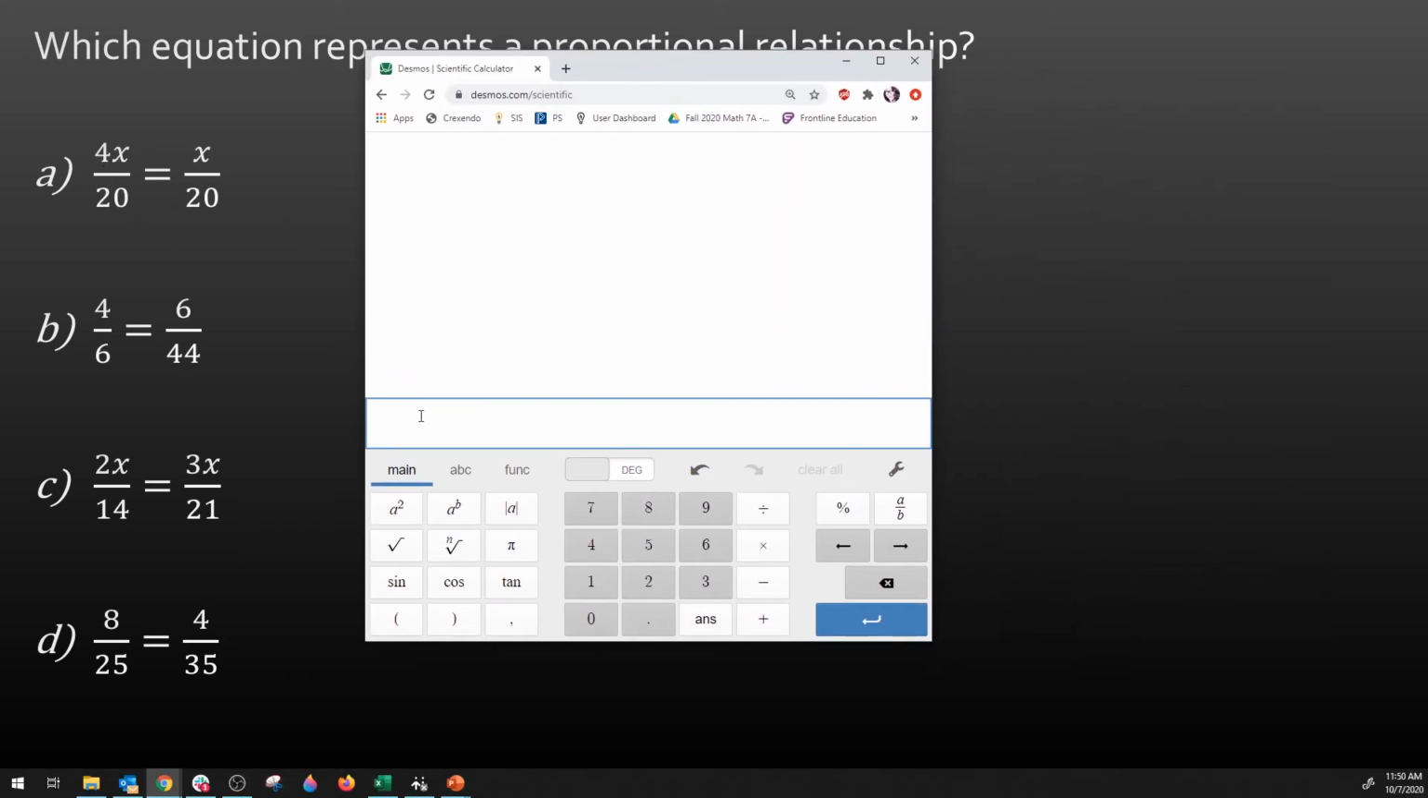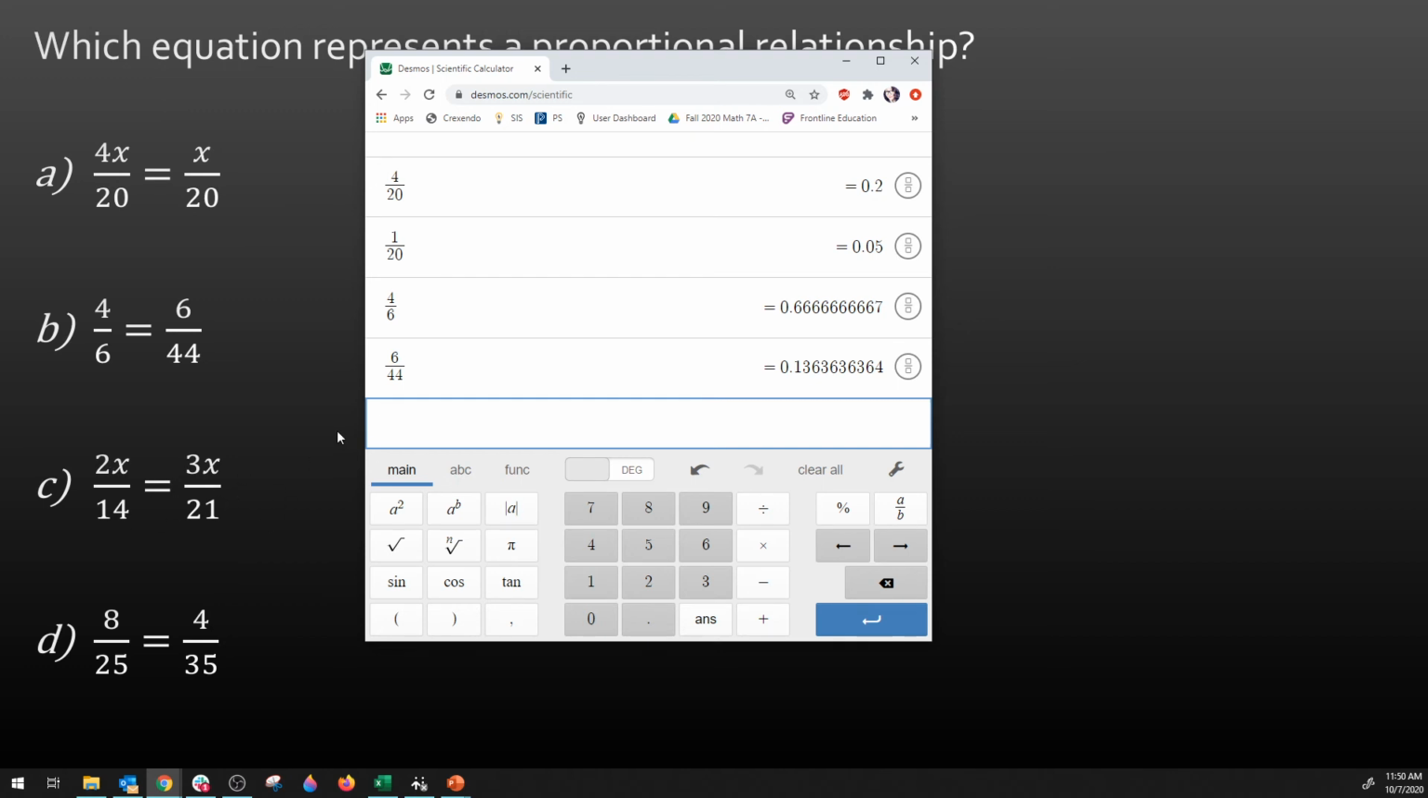So I have 4 over 20. And then I have a 1 over 20. These are not the same numbers. This one is not proportional. Let's check our next one. I have 4 over 6, 6 over 44. These two here are not proportional, right? Both of these decimals are very different.